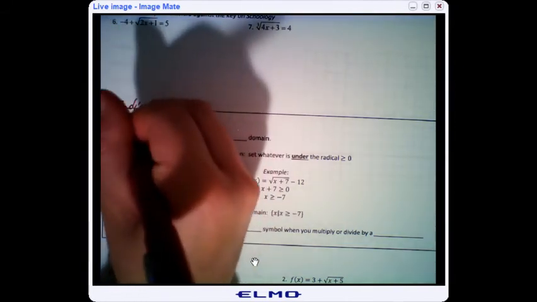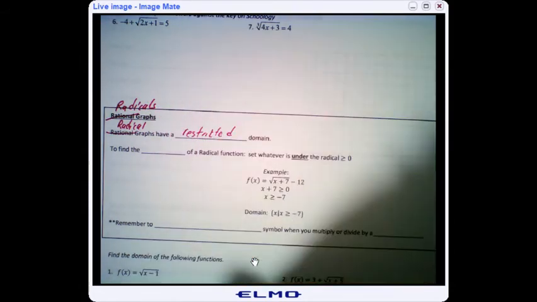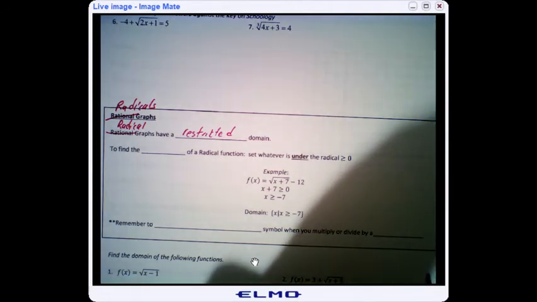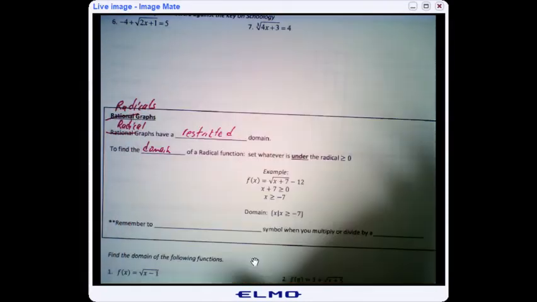So radical graphs have a restricted domain. The domains that we've been looking at recently have been all real numbers. Now we're going to get some different ones. To find the domain of a radical function, set whatever is under the radical greater than or equal to 0, and then solve.